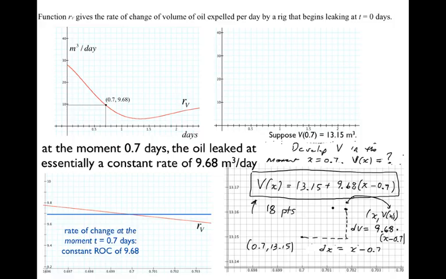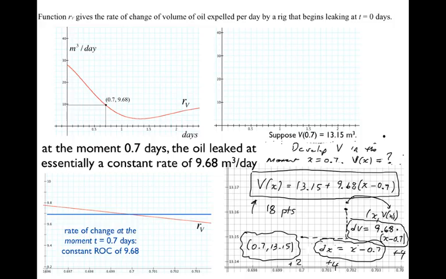Now, if you didn't get that, noting this initial correspondence point would be worth 2. Showing that dx was x minus 0.7 would be 4. Showing that dv was 9.68 times the change in x would be worth another 4. And then somehow showing that v final was v initial plus the change would be another 4. So there's some partial credit: plus 2 for the starting point, plus 4 for change in x, plus 4 for change in v, plus 4 for the idea of this.